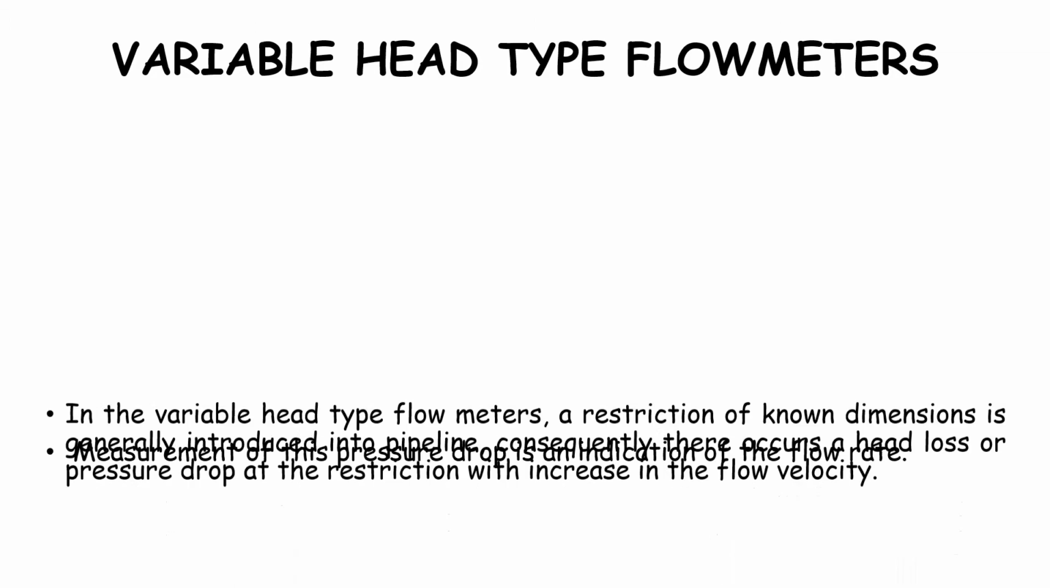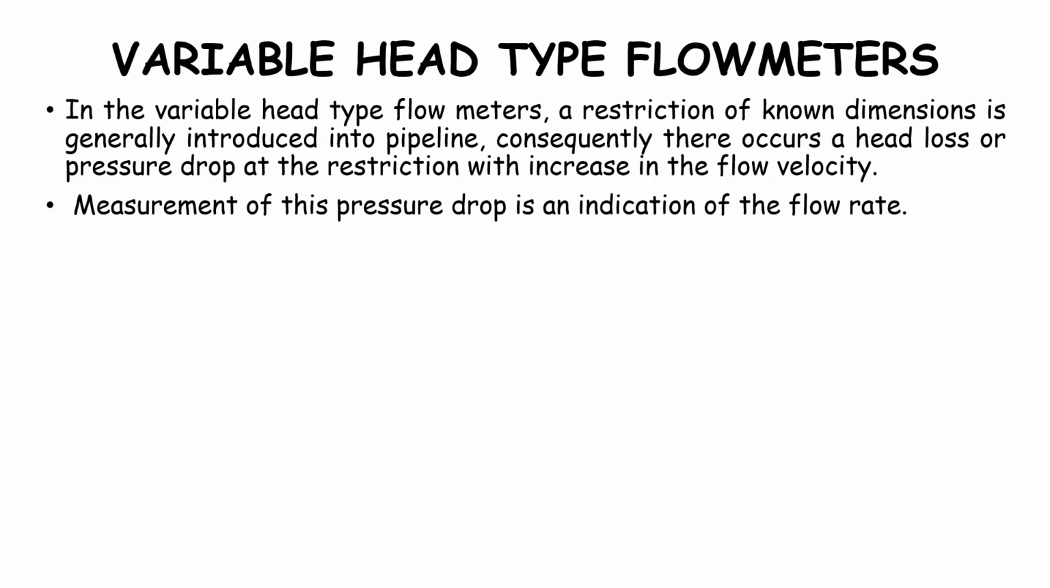So moving on to variable head type flow meters. In the variable head type flow meters, a restriction of known dimension is generally introduced into the pipeline. Consequently, there occurs a head loss or a pressure drop at the restriction with an increase in the flow velocity. Measurement of this pressure drop is an indication of the flow rate.